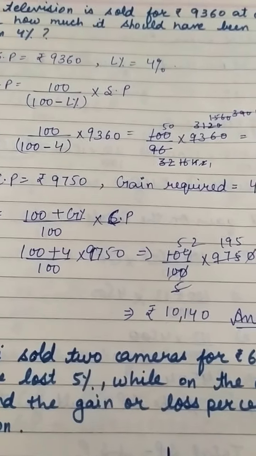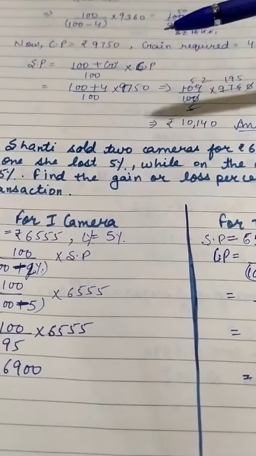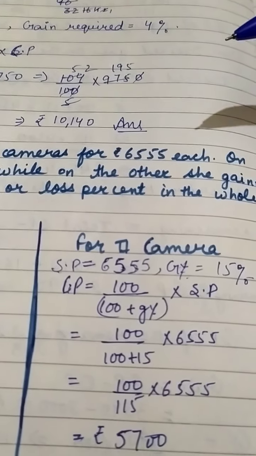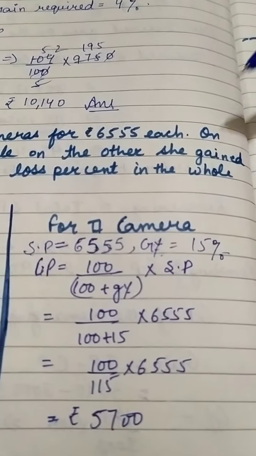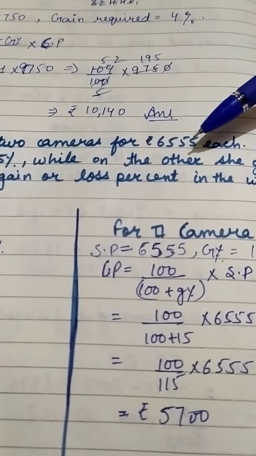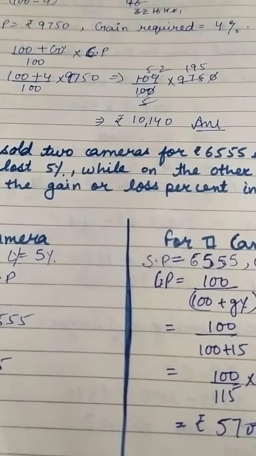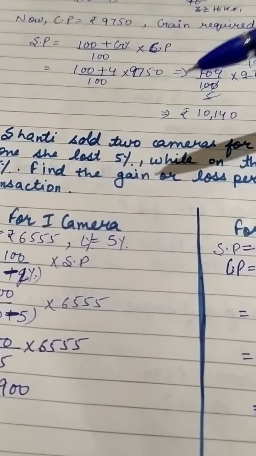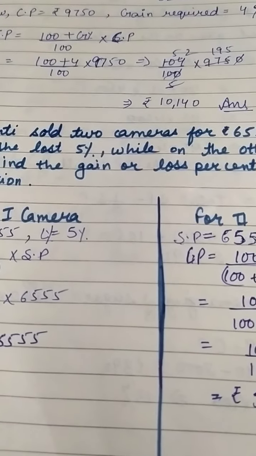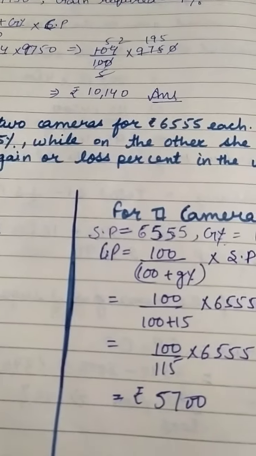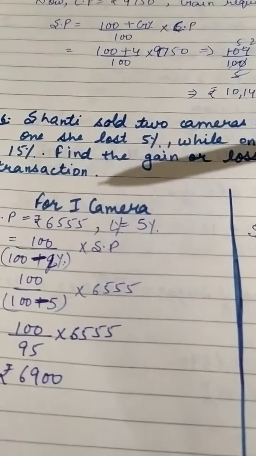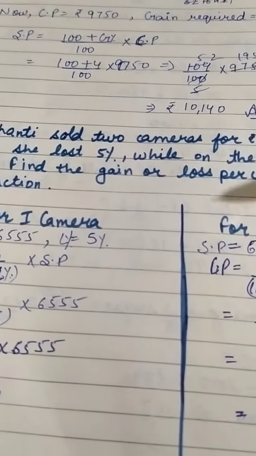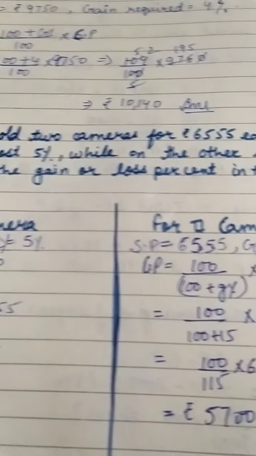All right children. Now see the next word problem. Shanti sold 2 cameras for rupees 6555 each. Each means the selling price of one camera is this much, and of the second camera is also this much. On one she lost 5%, meaning on the first she had a loss of 5%, while on the other she gained 15%, on the second she had a profit of 15%. Find the gain or loss percent in the whole transaction.